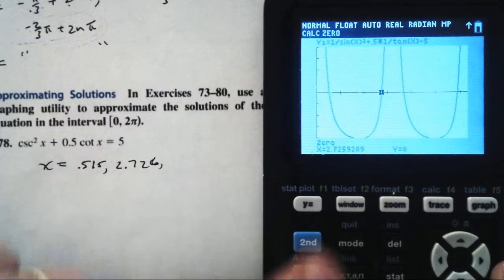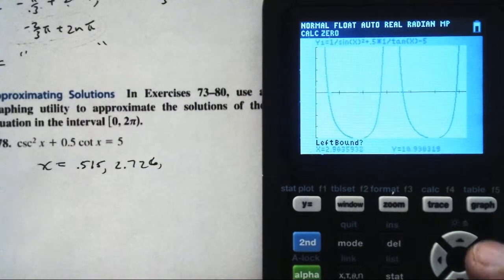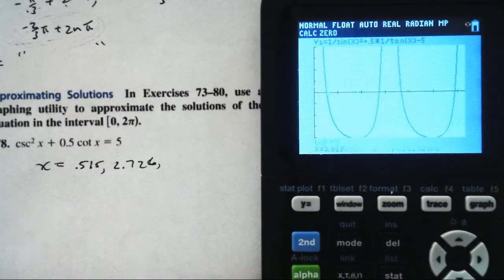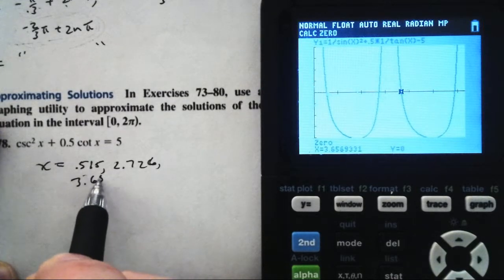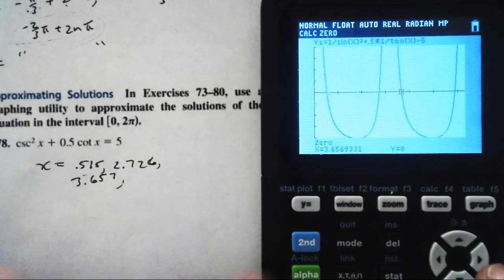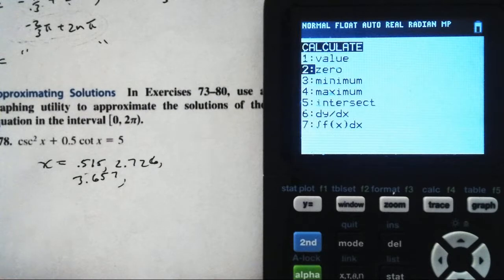And second calc 0. Should be coming down. There we go. Enter, enter, enter. We get 3.657. And one more. Second calc 0.